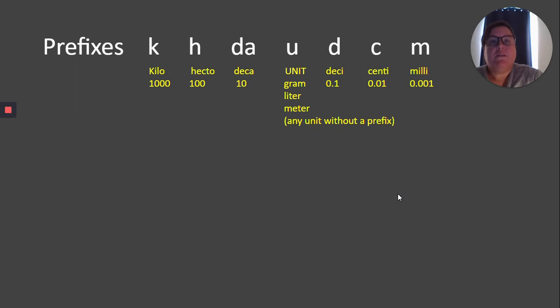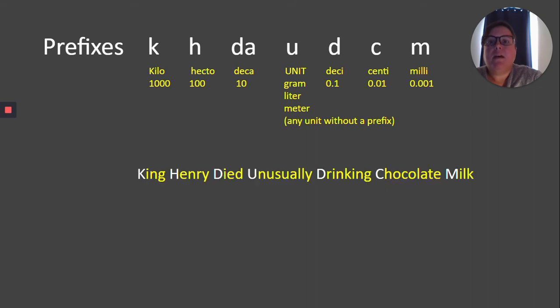So all we have to do is move the decimal between these, since these are all based on 10. That's what's nice about the metric system. An easy way to remember this order is King Henry died unusually drinking chocolate milk. You have all of the letters there. You just have to remember that the first D is your DA. So King Henry died unusually drinking chocolate milk. We will be using this a lot throughout the year, so make sure that you understand how to move the decimal around, and we're going to practice with some examples.